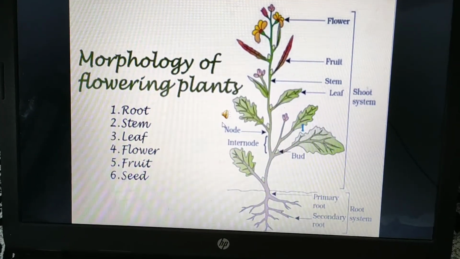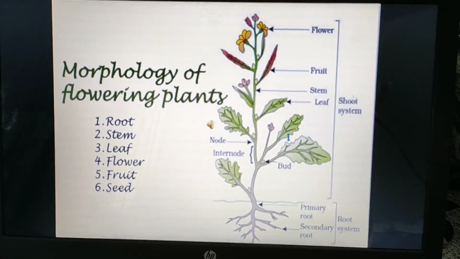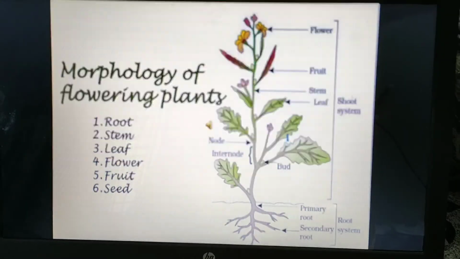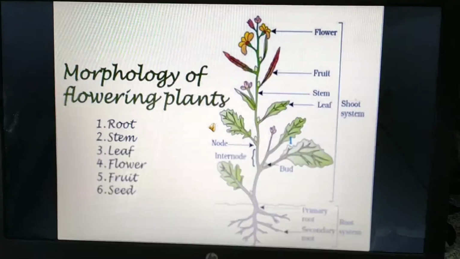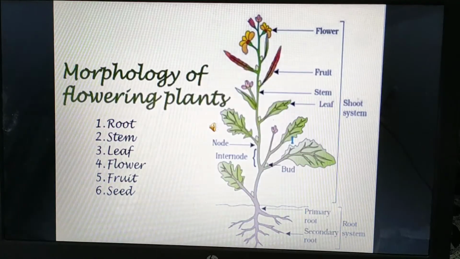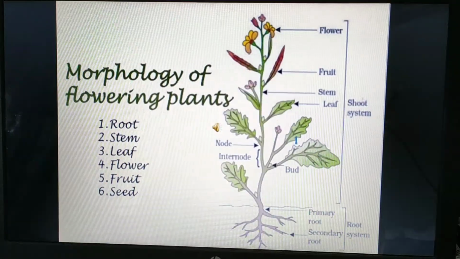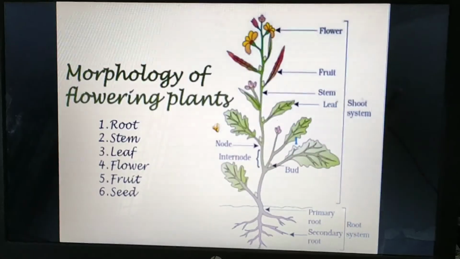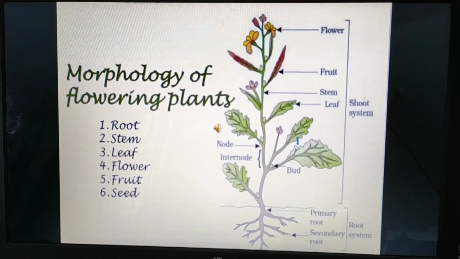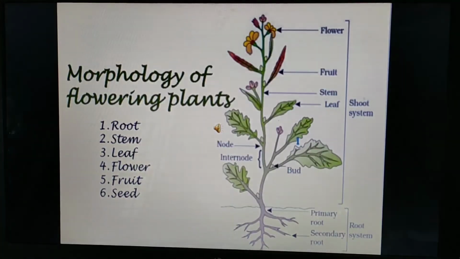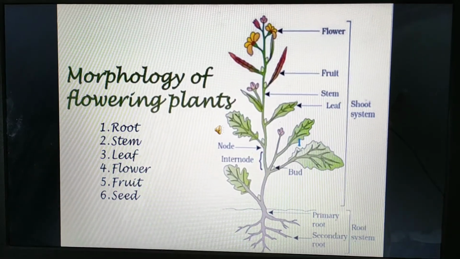The part of the plant which is under the ground is called root system, and the part of the plant which is above the ground is called shoot system. Root system and shoot system. In root system, only roots are there. Roots are there to absorb water and minerals from the soil. Shoot system has flowers, fruits, leaves, stems and seed.